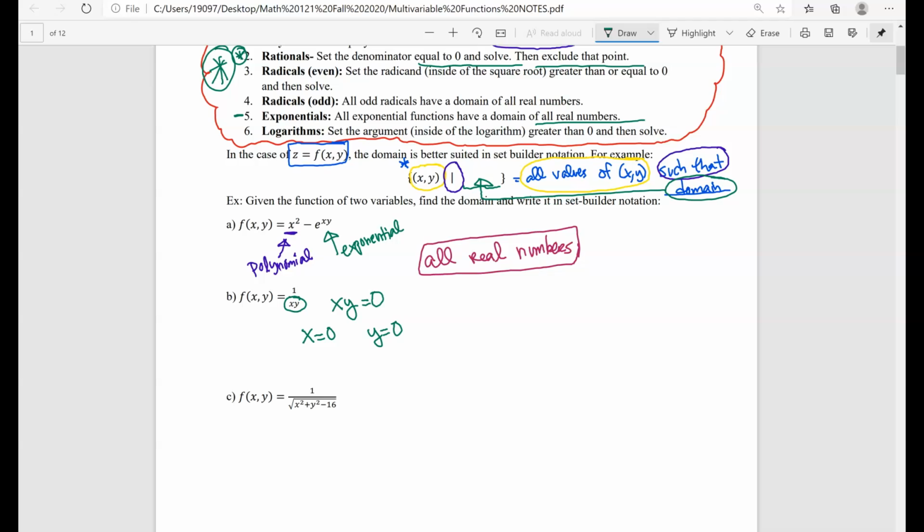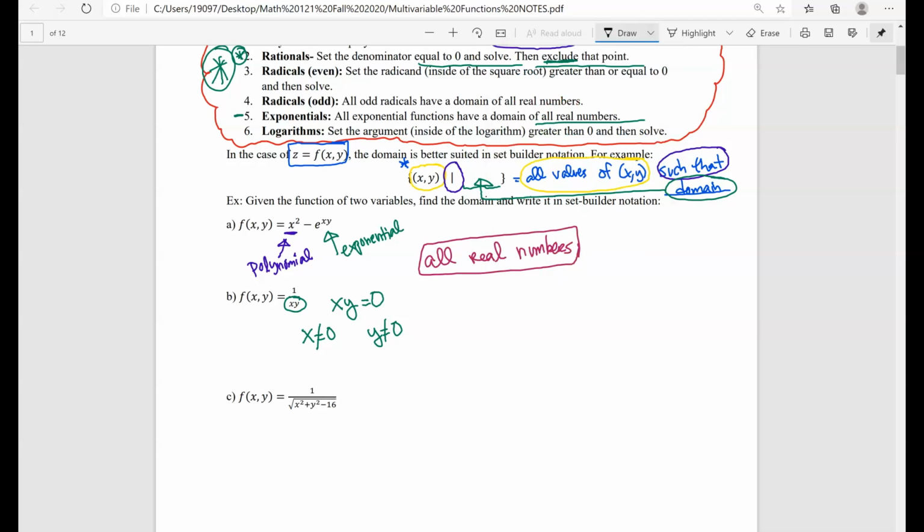And what it says when we have rationals is that we're going to exclude that point. So we're going to say that these are not able to be in the domain. And it doesn't make sense, right? Because if I plug in 0 on the bottom, I just get 0. Okay, so what I'm going to write, let's write it in set builder notation.